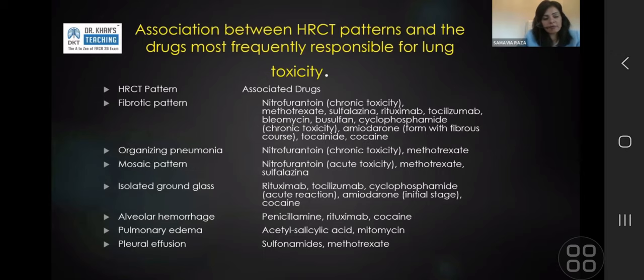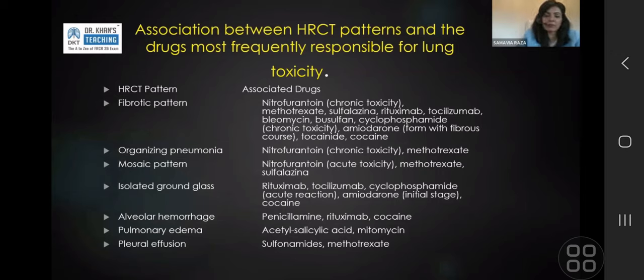Methotrexate is very commonly seen because methotrexate happens to be a treatment for RA. RA can give you ILD and methotrexate can give you ILD. So you can have an RA patient on methotrexate and the question is, does the patient have methotrexate-induced lung injury? And that's a really, really hard question.